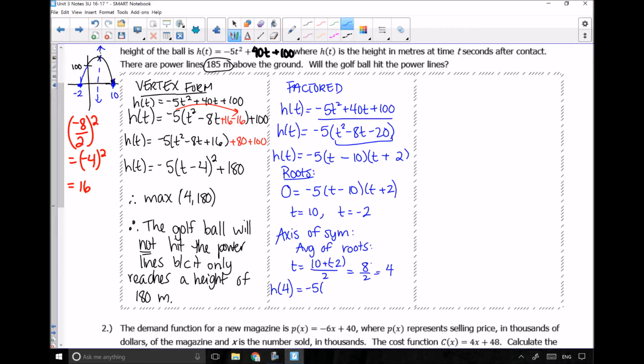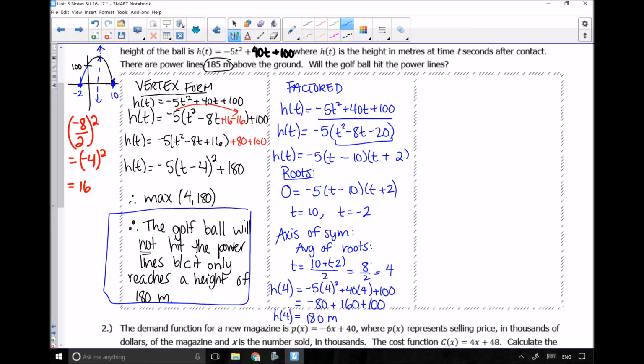So I'm going to do negative 5 times 4 squared plus 40 times 4 plus 100. So I end up getting 4 squared is 16. Multiply that by negative 5, I get negative 80. 40 times 4 is 160 plus 100. When I put it all together, I get h of 4 is equal to 180 feet or meters. Okay, so now again, since I know that this is going to be 180 meters, it needs to reach 185 meters, so the conclusion is exactly the same right here, obviously because it's the same exact problem. Okay, so this is how you do it with factored form.